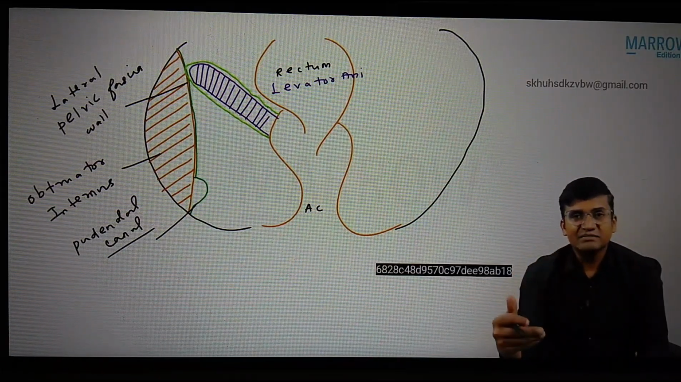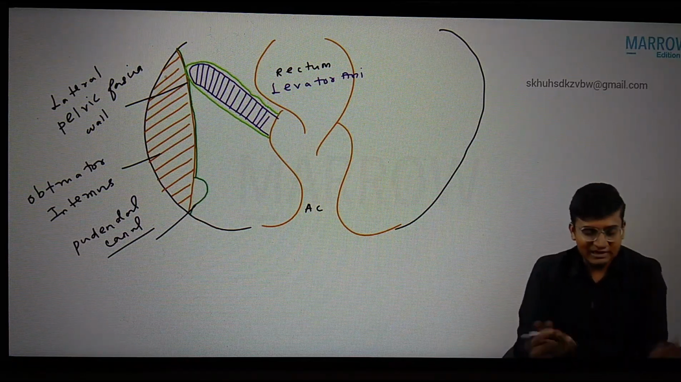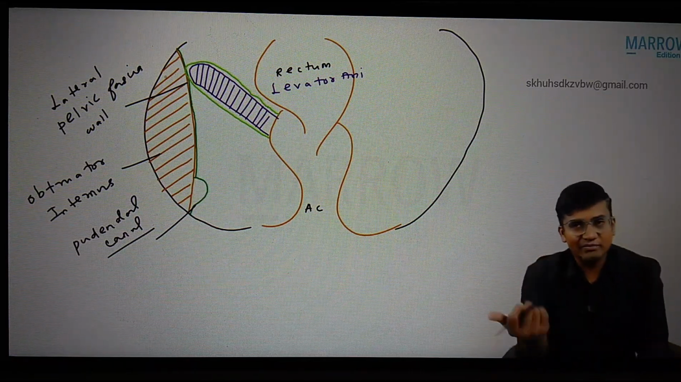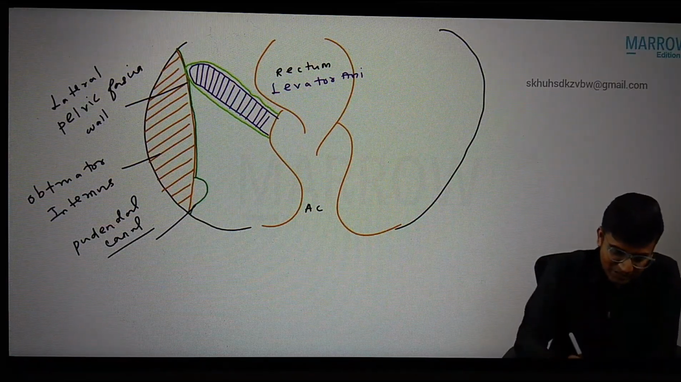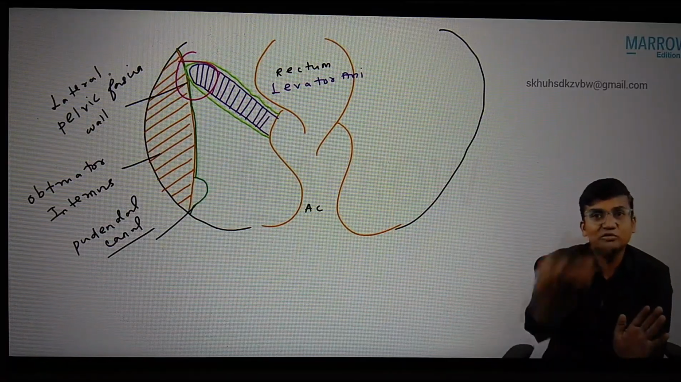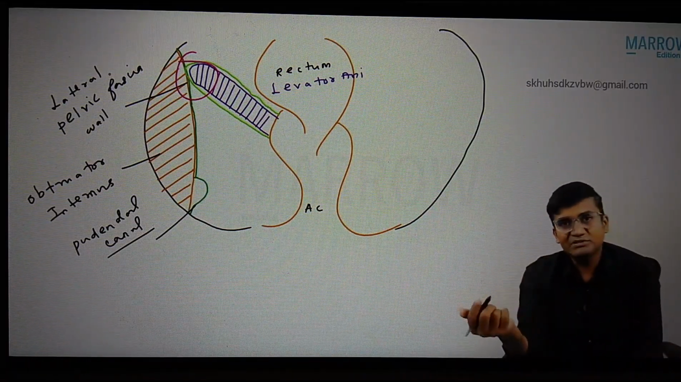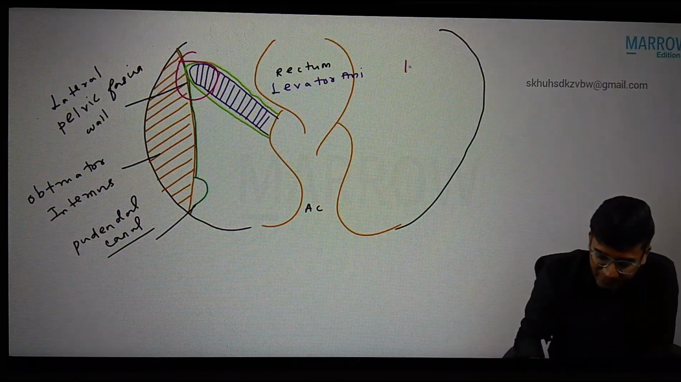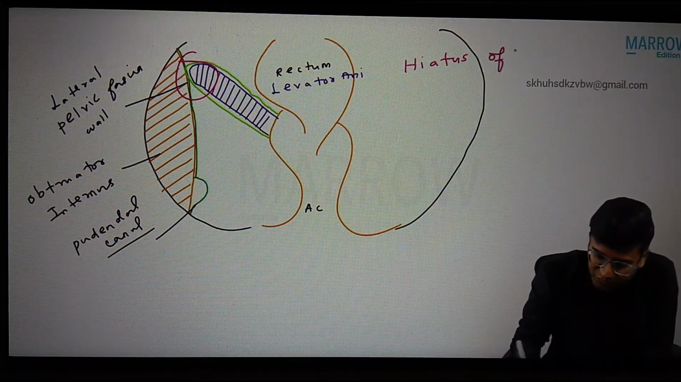Sometimes the levator ani muscle fails to meet the obturator internus muscle. In that case, we may have a gap, and that gap is called the hiatus of Schwalbe. So please write hiatus of Schwalbe.